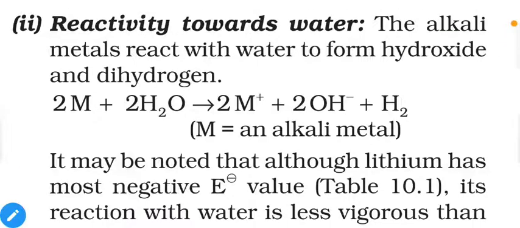Next, reactivity towards water. Alkali metals react with water to form hydroxides and dihydrogen. This type of reaction can be used for the production of H2. But this is a vigorous reaction, so we should be careful. In this reaction energy will be produced. This is an exothermic reaction, so heat will evolve during this process, and at the same time hydrogen gas is also being produced. The produced heat will ignite the hydrogen and you will notice a blast. That's why these reactions are quite dangerous.